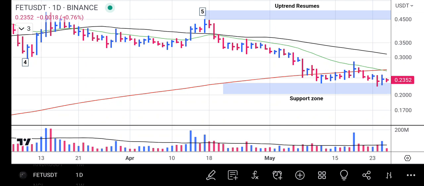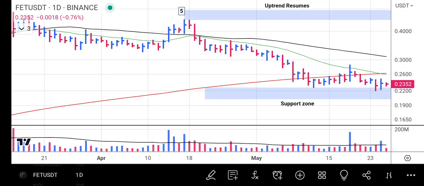Fetch.AI has now been taking some breaths, digesting its gain from its prior rally, and this is another opportunity for traders to join this movement, as Fetch.AI is about to start another rally in no time. This analysis will start from bottom to top. I'll walk you through what is happening presently on Fetch.AI.